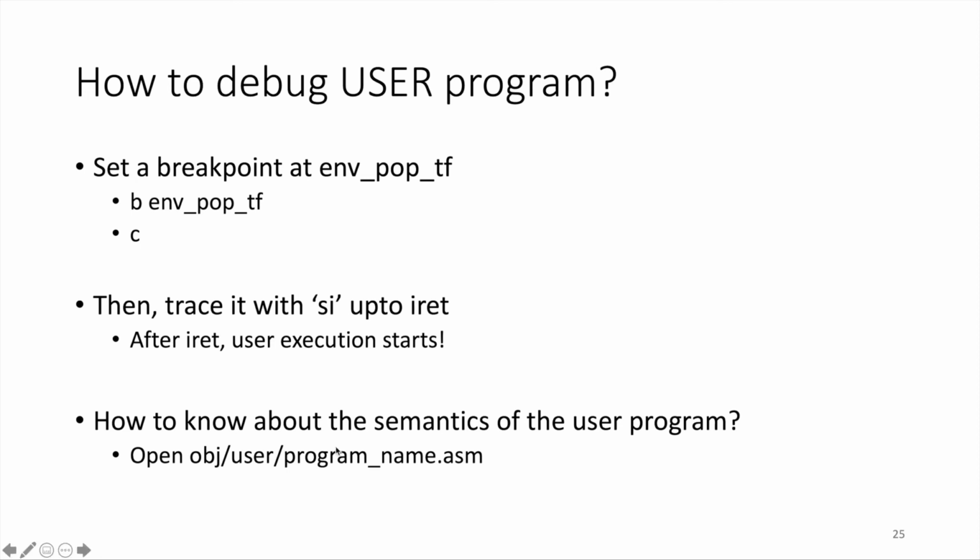In debugging a user program, GDB will miss the source code part. However, you can refer to obj/user/program-name.asm, for example debug.asm, to get the semantics of the assembly code. Next, I will demonstrate how you can apply debugging as the last part of this tutorial.